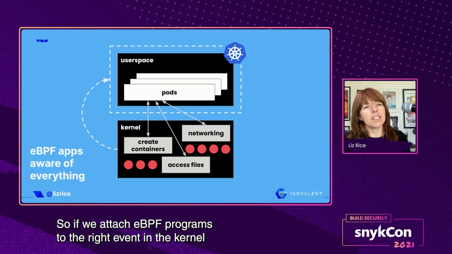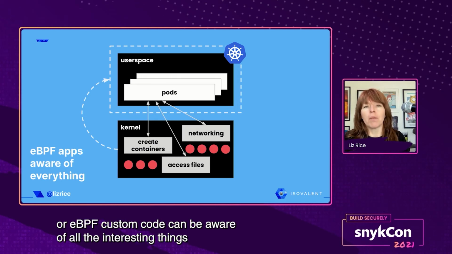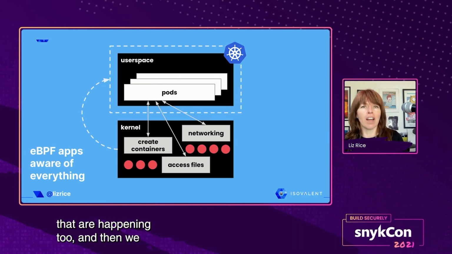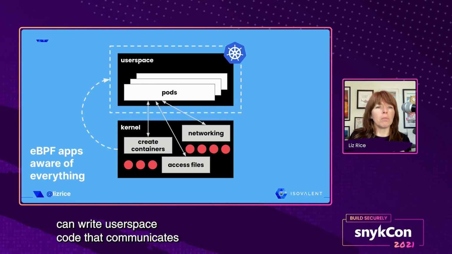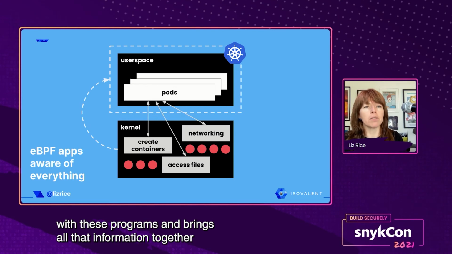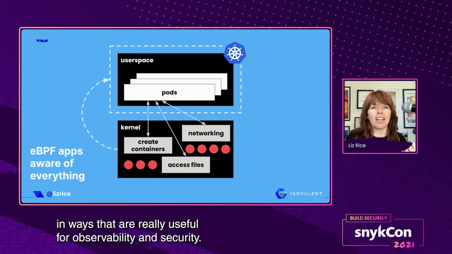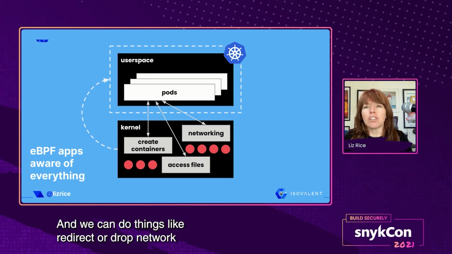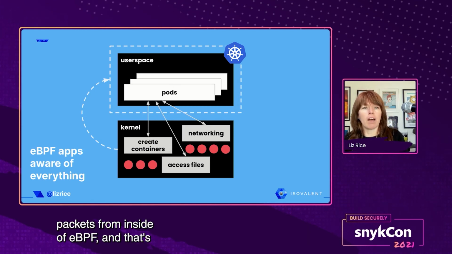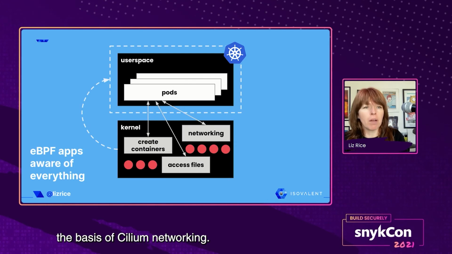So if we attach eBPF programs to the right events in the kernel, our eBPF custom code can be aware of all the interesting things that are happening too. And then we can write user space code that communicates with these eBPF programs and brings all that information together in ways that are really useful for observability and security. And we can do things like redirect or drop network packets from inside of eBPF. And that's the basis of Cilium networking.